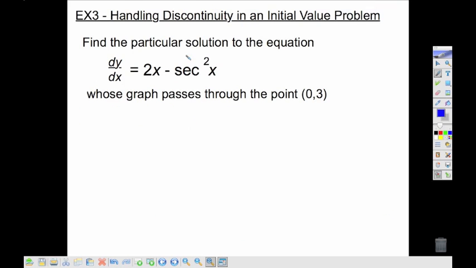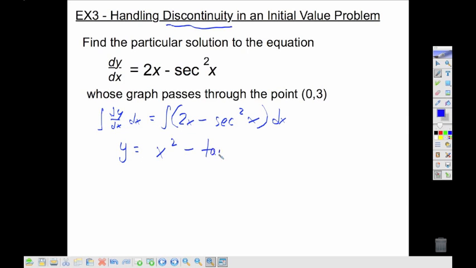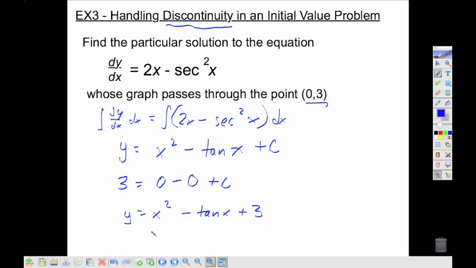In this example, we're going to see a case where there's a discontinuity in our graph, and we're going to see what to do with that. First of all, let's look at our antiderivative here. So dy dx, and then plus a constant. Now, using our initial value, we can plug that in, plugging in 0 for x. Tangent of 0 is going to give us 0. And our y value when x is 0 is 3, meaning we have a constant value of 3. And so we can plug that in and get that equation.